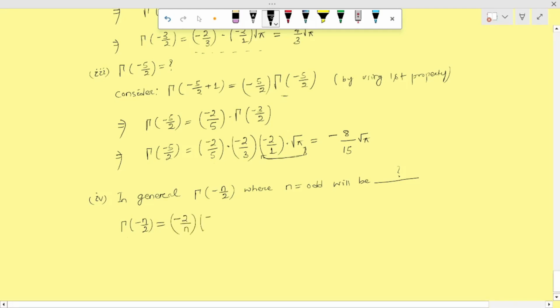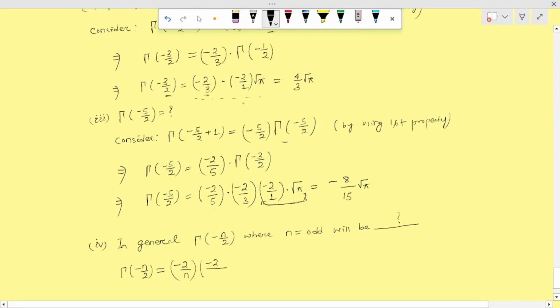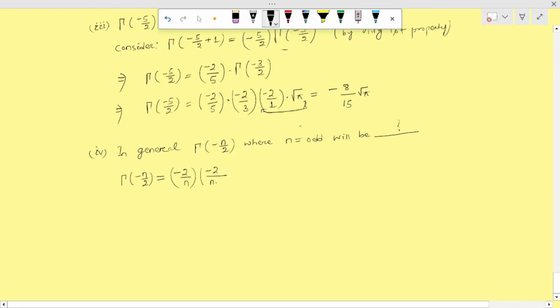Then the next term will be minus 2 by, the denominator decreased by 2, 5 minus 2 is 3. In the earlier case also, the first term had denominator 3, the second term 1, so 3 minus 2 is 1. Likewise, the second term's denominator will be n minus 2. Then the third term will be minus 2 by n minus 4, since 5 minus 4 is 1 and 3 minus 2 is 1. Then the fourth term will be minus 2 by n minus 6.